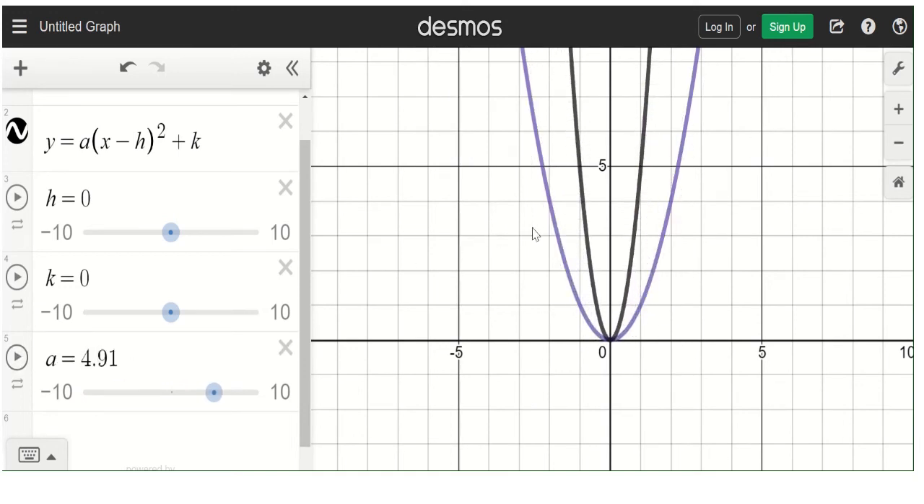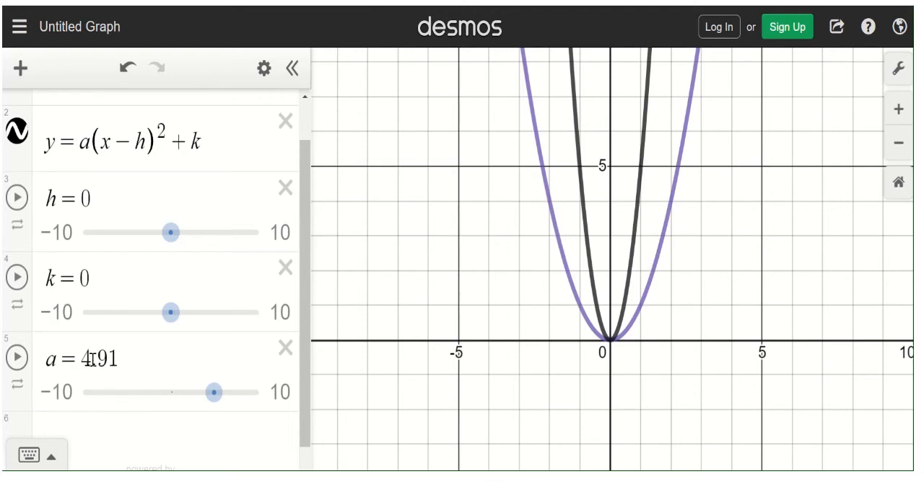All right. So a was obviously affecting whether it opened up or down. Hopefully that's what you're thinking. It was also affecting how wide, if you will, the graph was, or how stretched it was, or how skinny it was. So right now you can see the black one, which is the one we're adjusting. It's definitely thinner or skinnier, or looks like it's been stretched like an elastic. It's a little bit more narrow than the normal one.